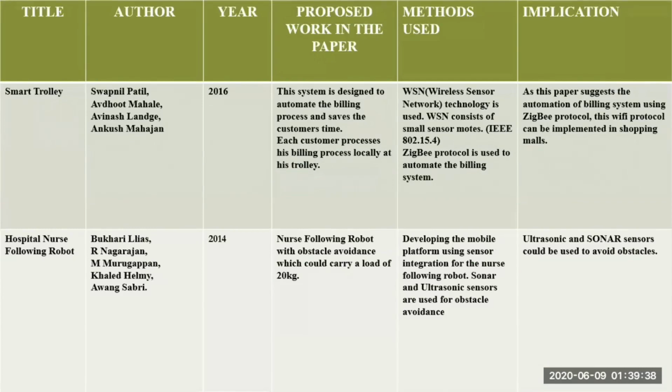That was their thought. The billing process for each customer was locally fed into the trolley, or it was performed locally. And the methods which they were using are WSN, that is wireless sensor network technology, to perform this locally, and a protocol called the Zigbee protocol to automate the entire billing system of that shopping mall.